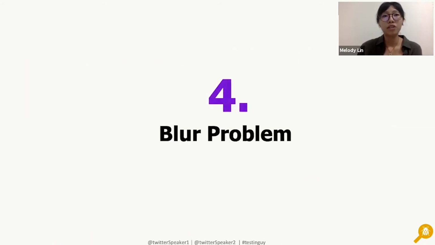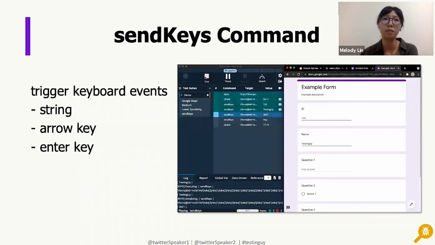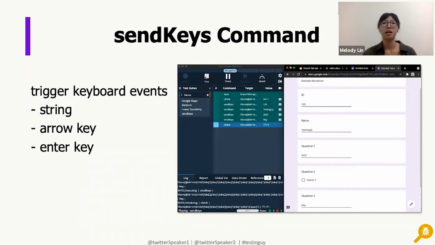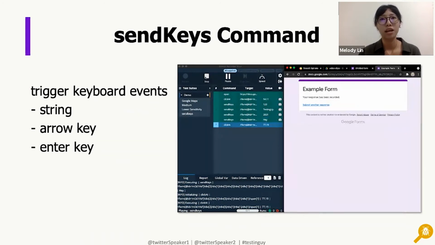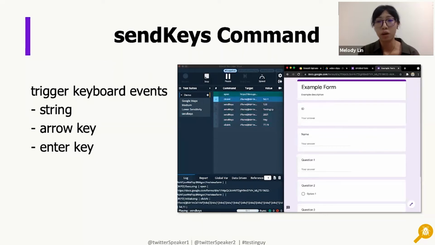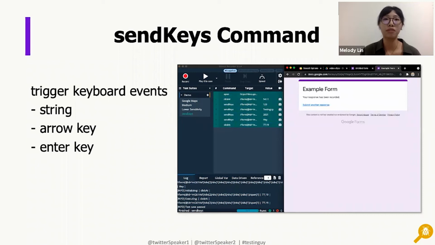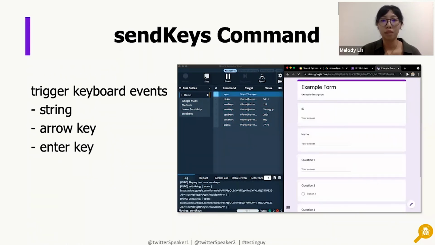And now let's move on to the fourth problem, which is called the blur problem. And this has to do with the SendKeys command. The SendKeys command is a command used to trigger keyboard events, whether it's to input some string or to trigger the enter key or the arrow keys. And this SendKeys command usually comes in handy when we are working with forms, like you see here in a Google Form example. The SendKeys command can automatically fill in this input field, and then when we press enter, the form will be submitted.